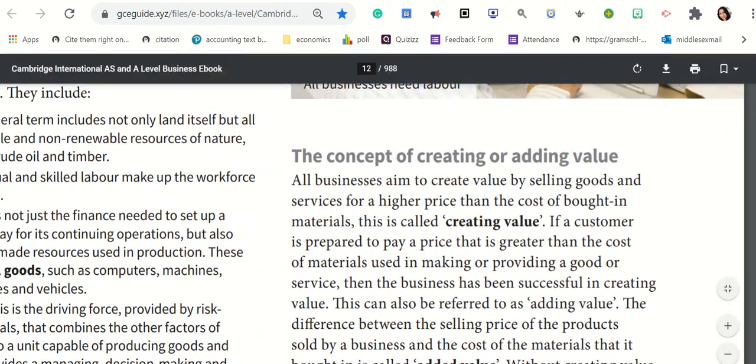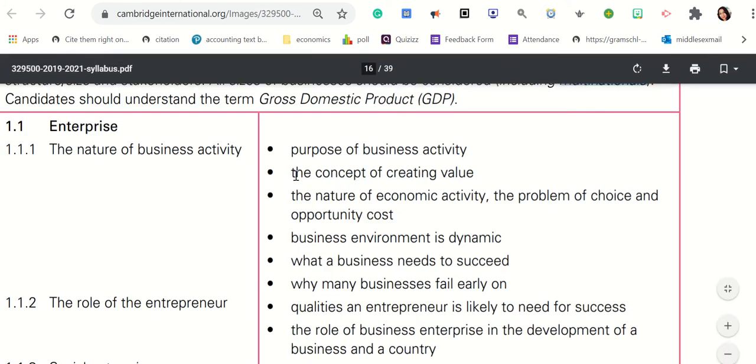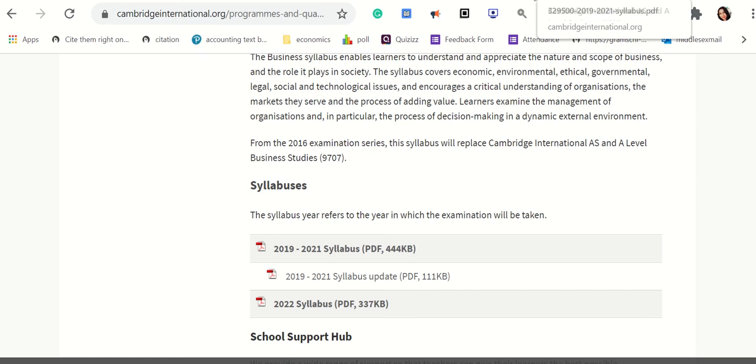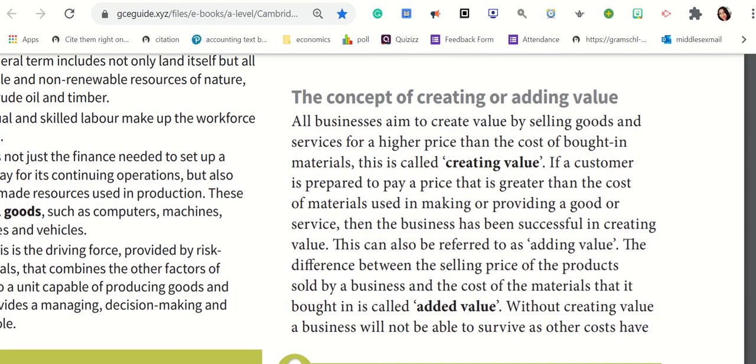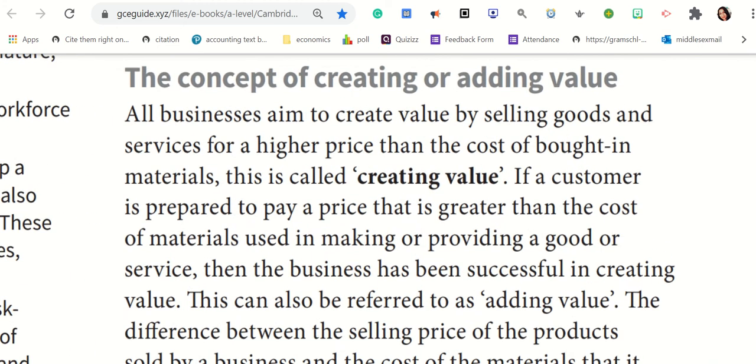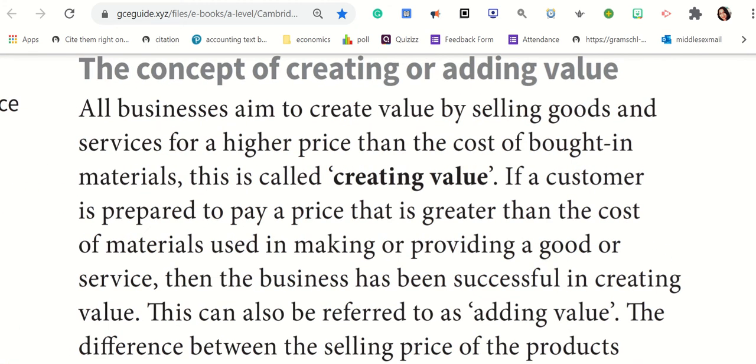Now we are moving to the second part of your curriculum, which is the concept of creating value. So what does this mean? All businesses aim to create value by selling goods and services for a higher price than the cost of bought-in materials. This is called creating value. So you purchase a specific item for $100 and you do not sell it for the same price. If you sell it for 110, the $10 is the value that you create.